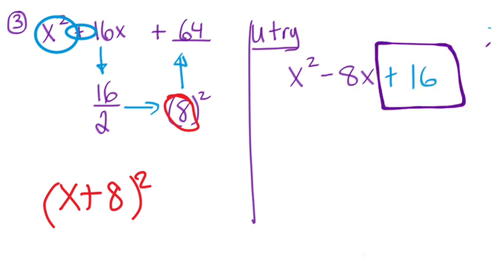So you cut negative 8 in half, and we get negative 4, and negative 4 squared is 16. And this would be x minus 4, pardon me, squared. Sorry, I've been having a little bit of a cold.